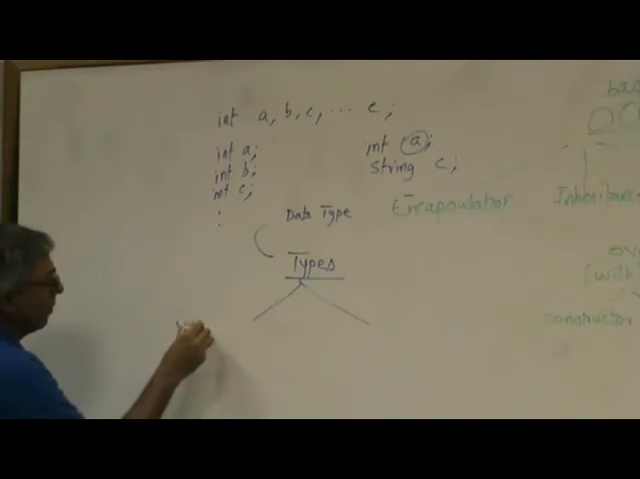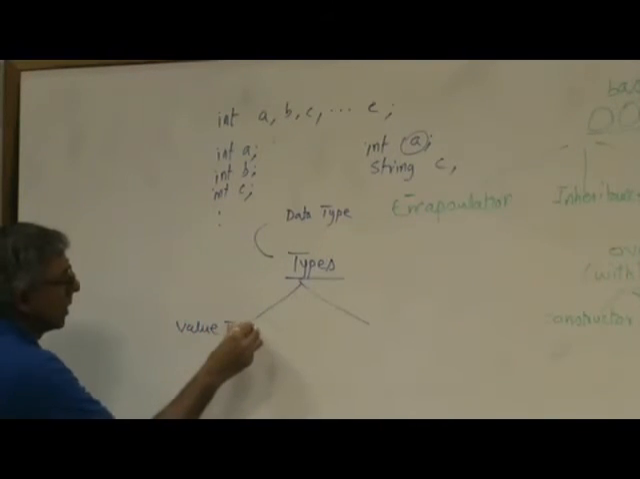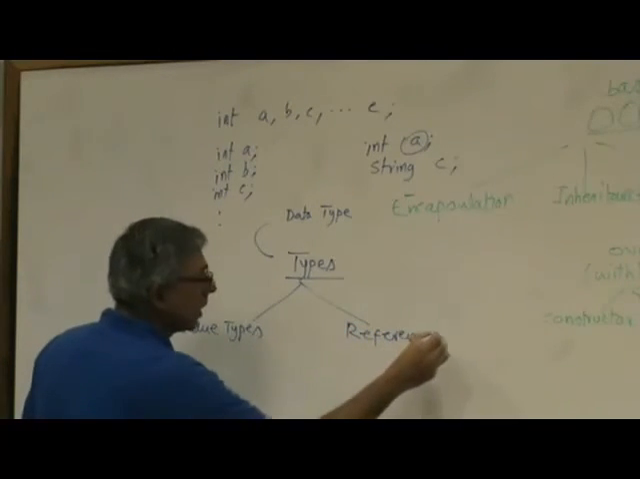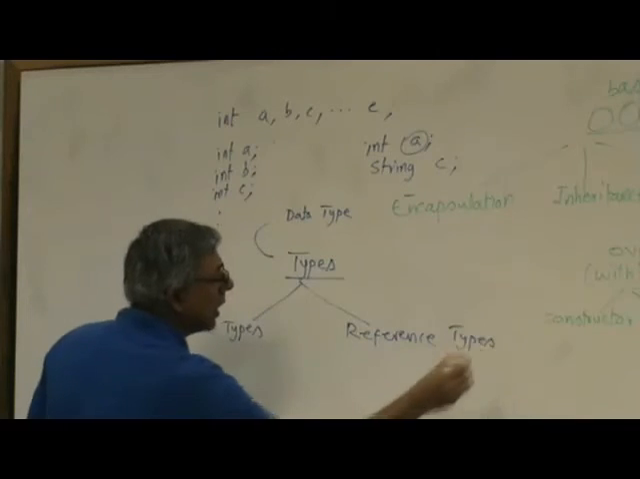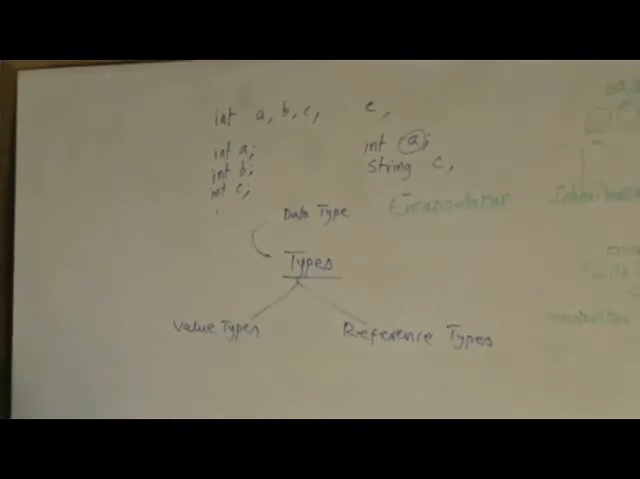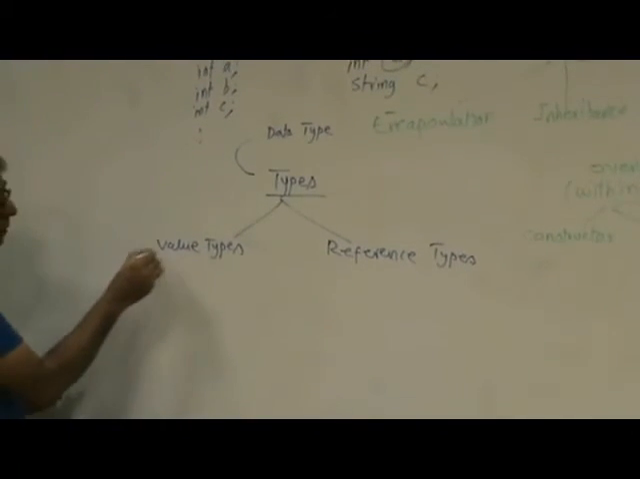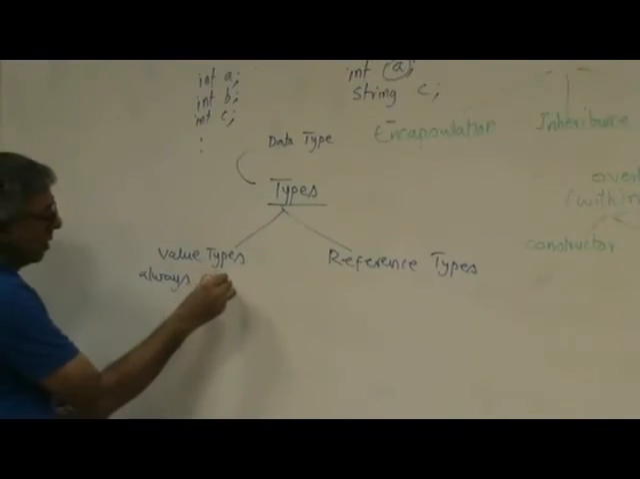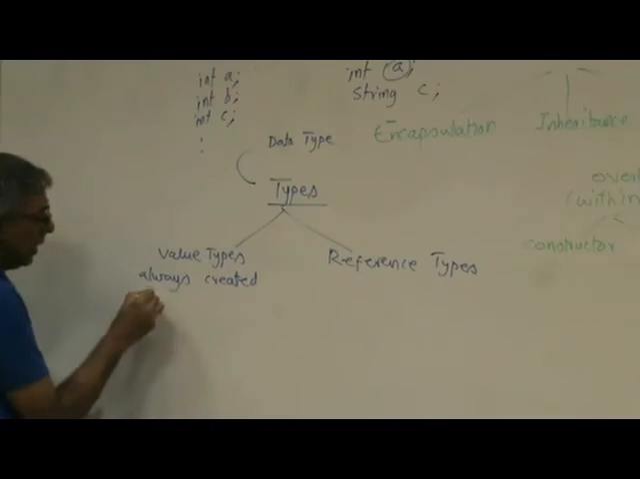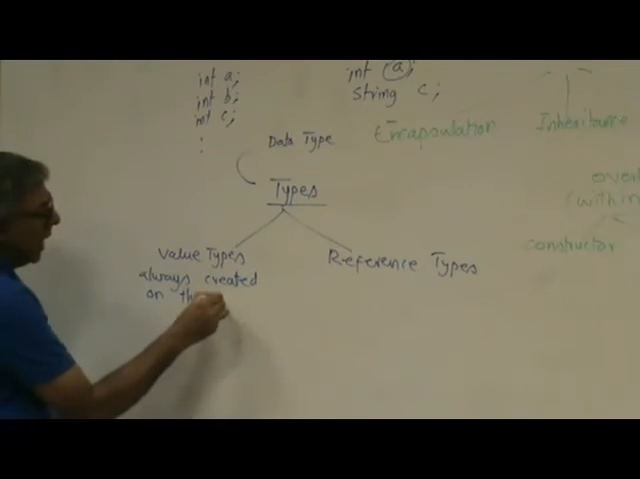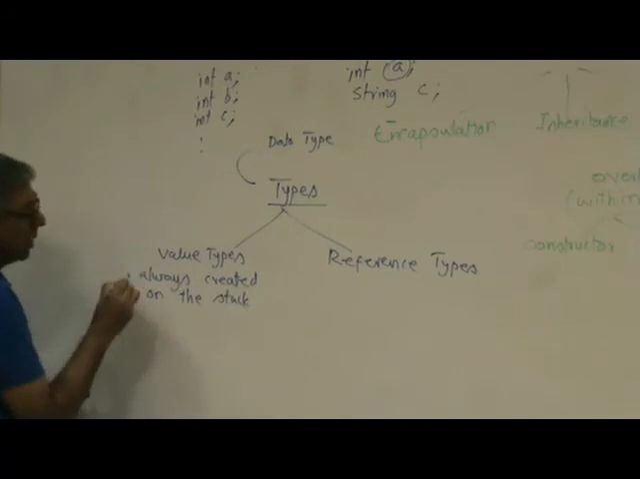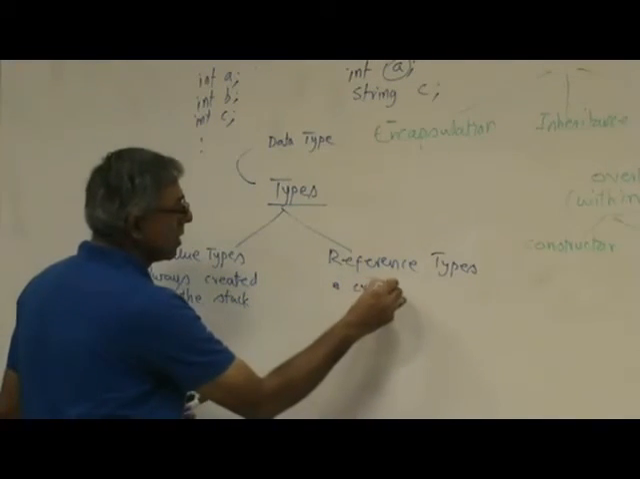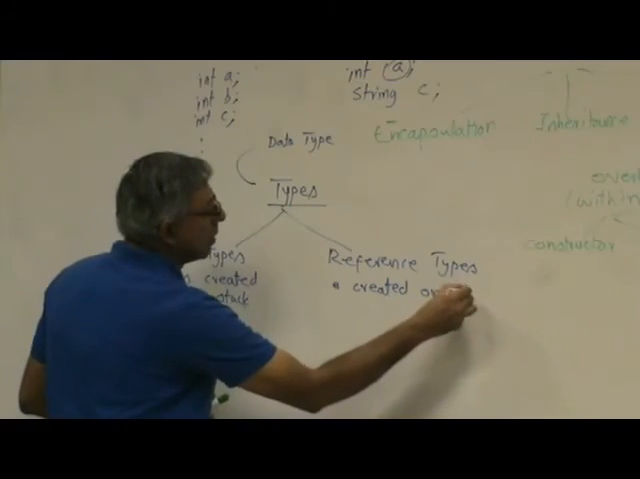So types go in 2 categories. They go into what we call value types and reference types. Okay, what's the difference between a value type and a reference type? A value type is always created, if we need the memory for it, on the stack. So that's one difference. A reference type is created on the heap.